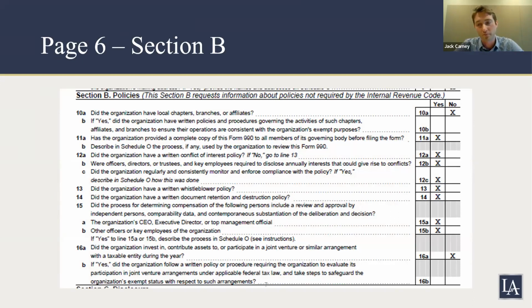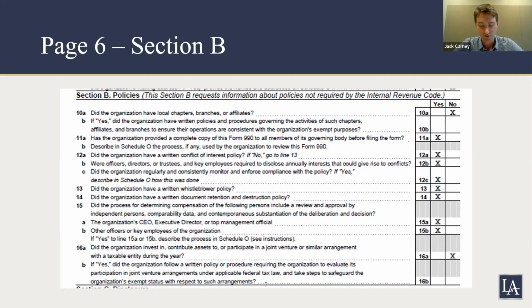So my goal today is not to go through the 990 page by page and go through every single schedule because that would take 4 hours and everybody would probably be asleep by the end of it. Instead, I really want to shed light on some of the most important pieces of the informational return that we have here. And so this is on page 6, section B.